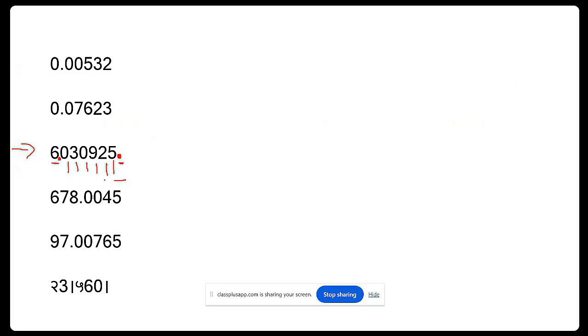In which direction? Left direction. Left direction means plus. How many values? 6 values. So you have to write plus 6. But this is not the final answer, because you have 6.03, which is more than 5. That means do plus 1. 6 plus 1, totally 7. So the order of the magnitude is 7. Or you can write 10 power 7, whatever.